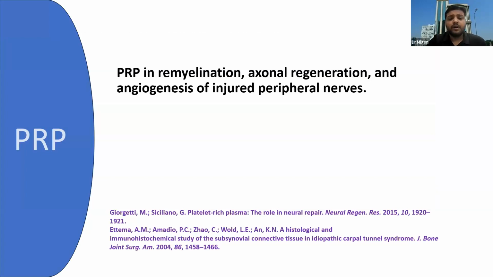Now if you give PRP, the role of PRP is remyelination, axonal regeneration, and angiogenesis of the injured peripheral nerve. If there is any injury to the peripheral nerve, angiogenesis is very good for the blood supply. When there is degeneration, the vascular supply is diminished. So if there is angiogenesis, it improves remyelination, and the quality of blood supply is very good.